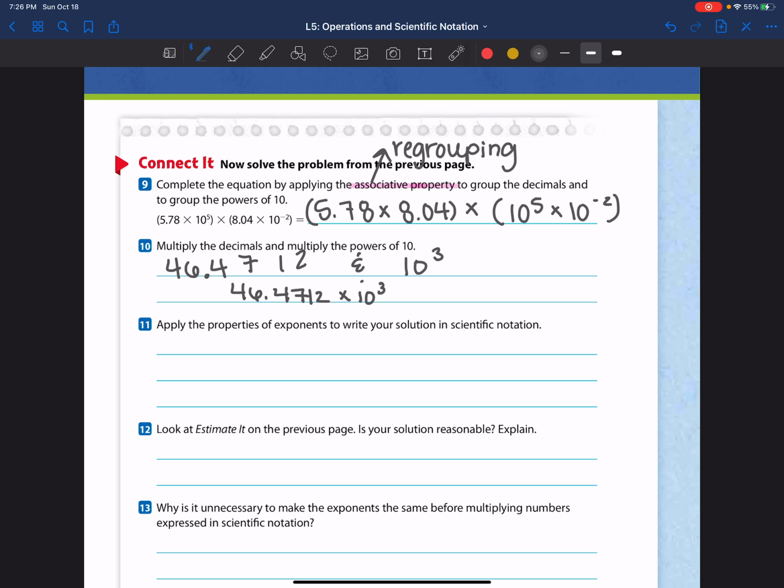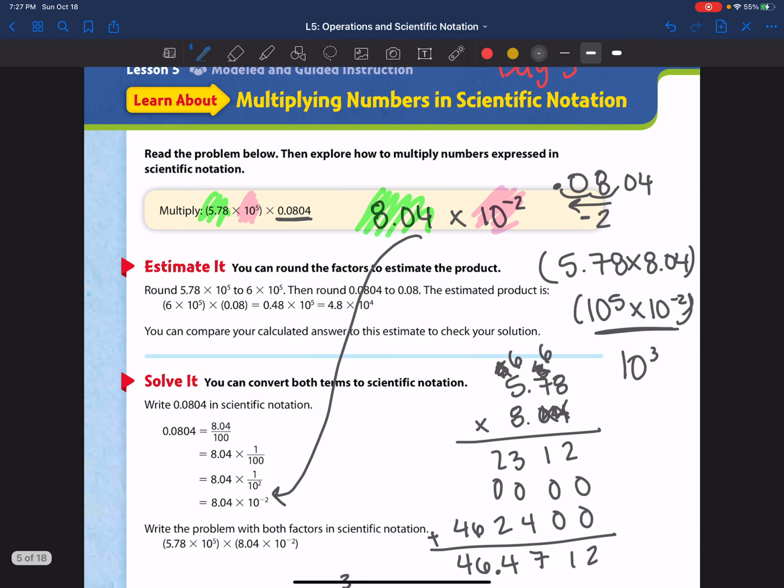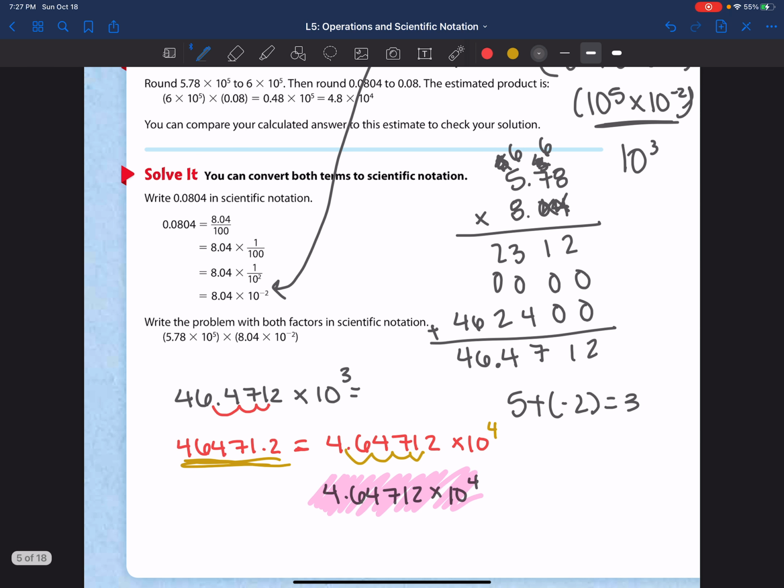Apply the properties of exponents to write your solution in scientific notation. So then all you would do is, since we are trying to get here, we needed to add another digit behind our decimal in order to get back here. So then we just add 1 to our exponent. And again, we've already done that over here. So you can see what it was supposed to be in standard form.